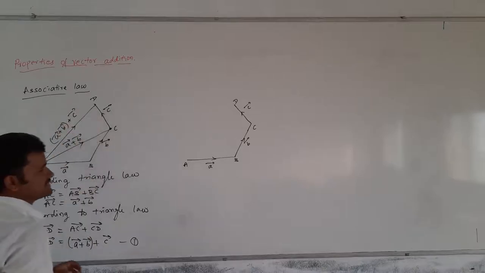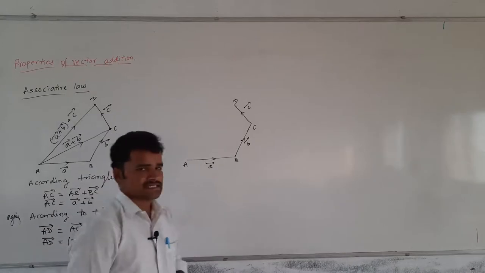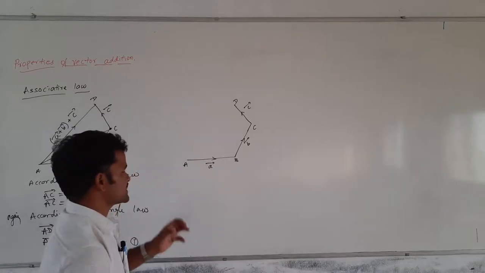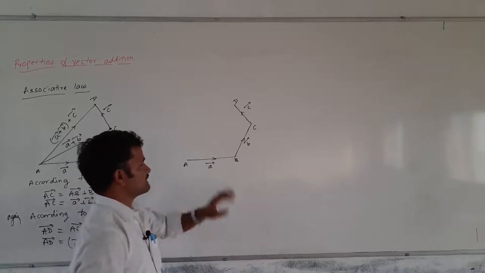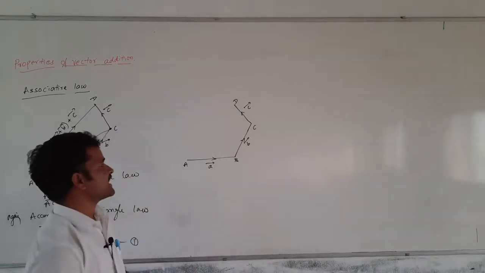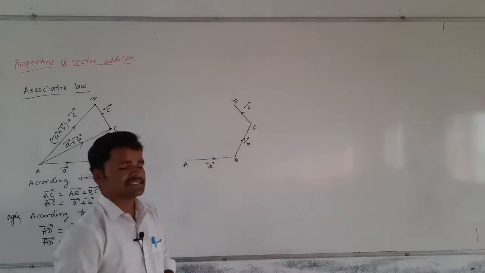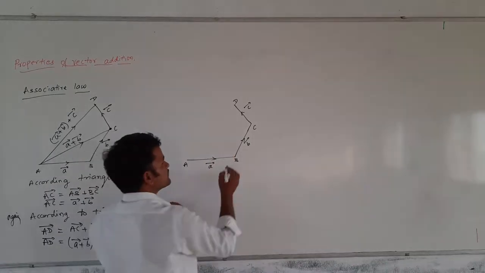Now I will come to the second vector, means the second diagram I have written here. Instead of adding vector AB and vector BC first, let us add vector BC and vector CD first. What will be this vector BD?